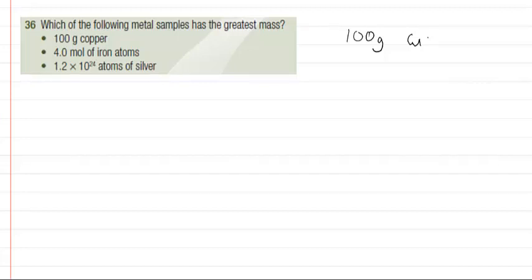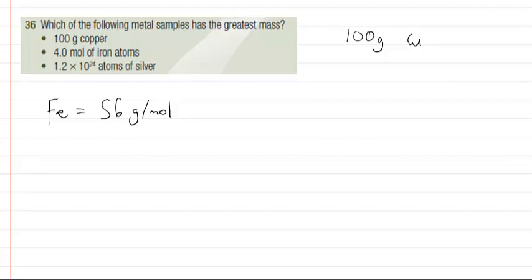Now, the molar mass of iron is 56. So Fe equals 56 grams per mole. So a single mole of iron weighs 56 grams. Here we have 4 mole. Now, by the way, this 56 is from the periodic table. The relative atomic mass of iron is 56, so therefore a mole of iron will weigh 56 grams. So 1 mole is 56.